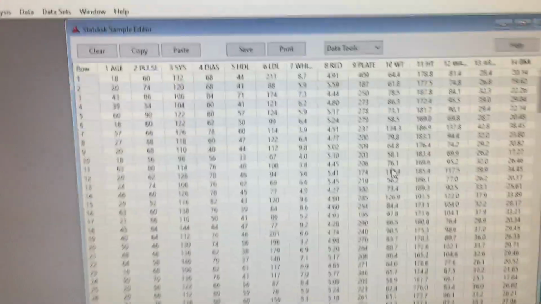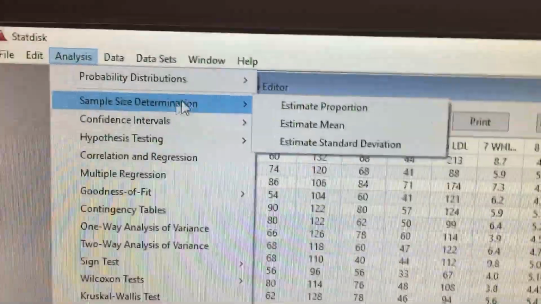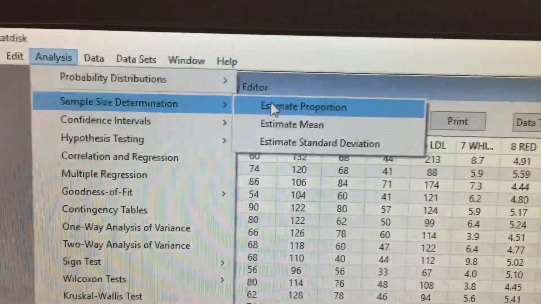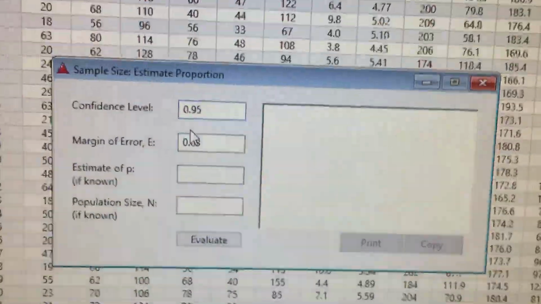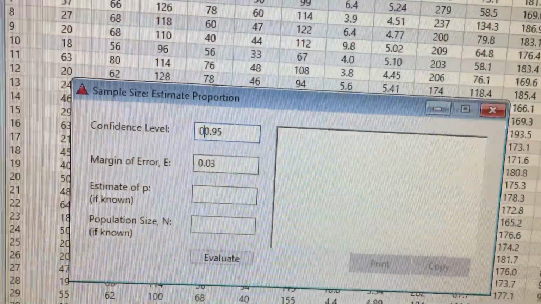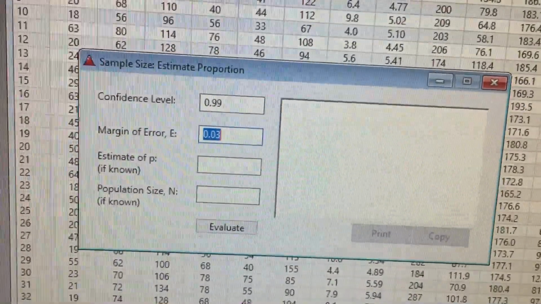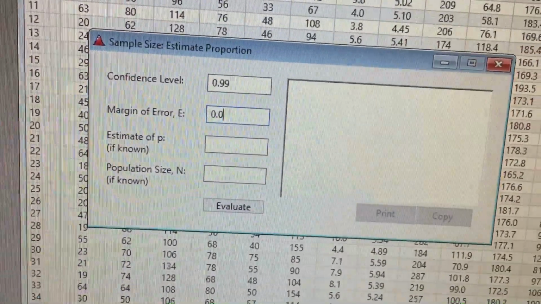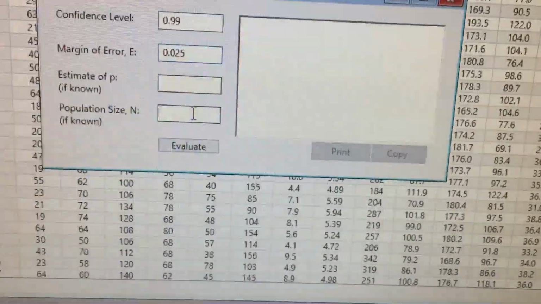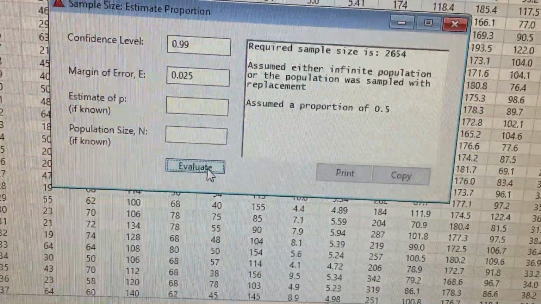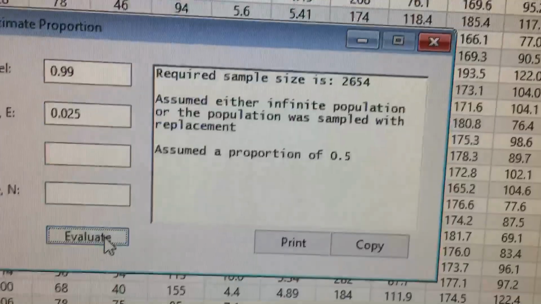So if this helps, I would go do this over. Here you go to Analysis, go to Sample Size Determination, and then Estimate Population Proportion. You'll get this screen, and we're talking about a 99% confidence, so it'll be 0.99. Go down to the margin of error, that would be 0.025. We know nothing about the estimate of P, so we leave that blank, and we leave the population size blank. And that will be your required sample size again, 2,654. Okay?